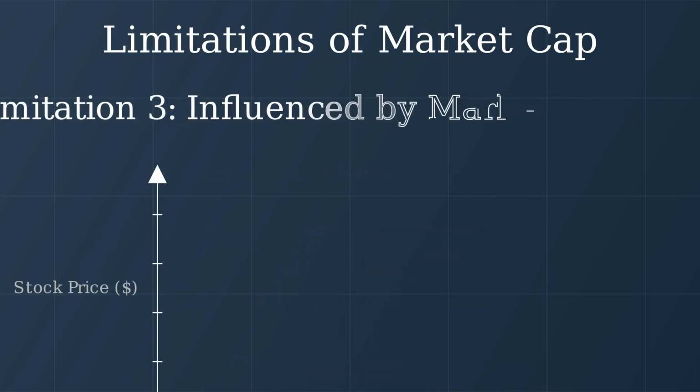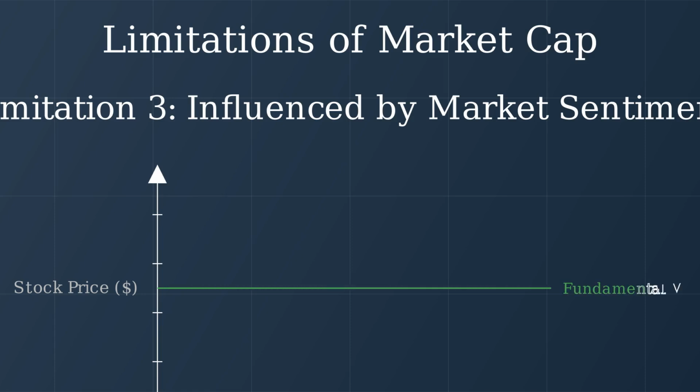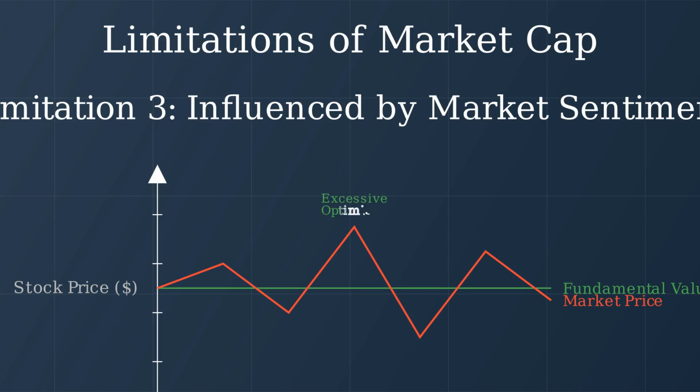Market sentiment can significantly impact stock prices and, consequently, market cap. A company's fundamental value may remain stable, but market prices can fluctuate dramatically due to investor sentiment, news, or market trends. This can sometimes disconnect market cap from a company's fundamental value, leading to overvaluation or undervaluation.